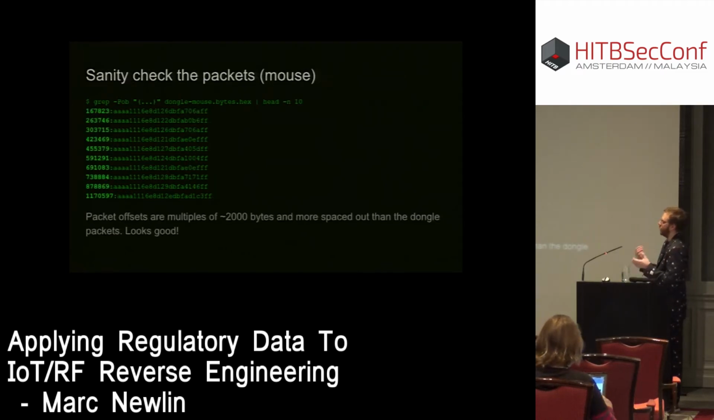And now we can do the same sanity check. The ellipsis in the grep there is just the grep string for all of the packets that we think we found from the mouse. In this case, we see more or less similar even spacing. They're spaced out further apart because I was manually clicking the mouse to generate this instead of doing the automated process from the dongle. But it looks like it lines up, and so we've probably found packets coming from the mouse.